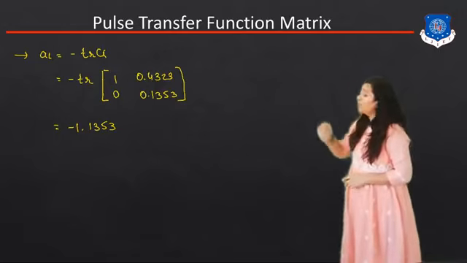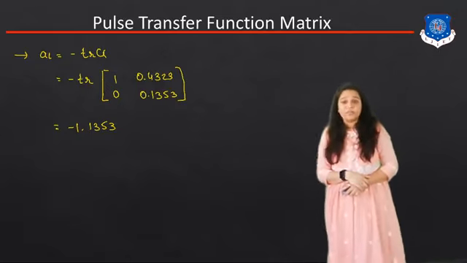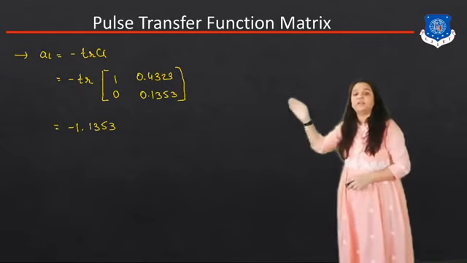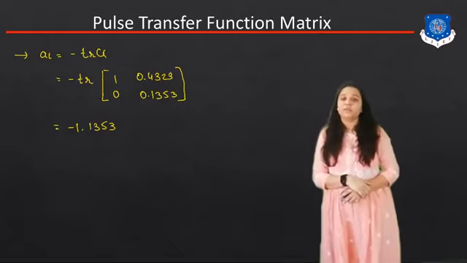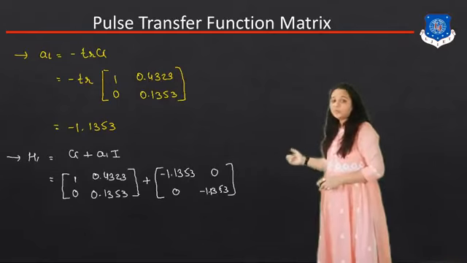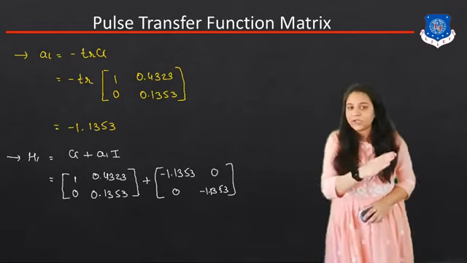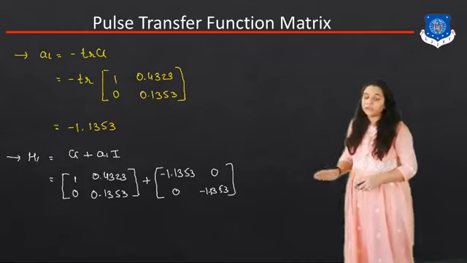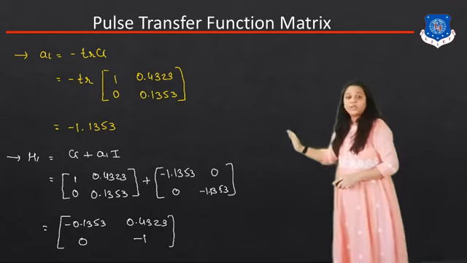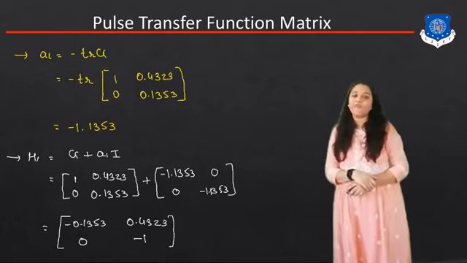So what is the equation of a1? a1 is equal to minus trace G. Put the value of the G matrix in this equation and take the sum of the diagonal elements, which is the trace. So we get -1.1353. Now H1 is equal to G + a1 I. Put the value of G, plus a1 multiplied with the identity matrix, so we get [-1.1353, 0; 0, -1.1353]. Now simply add these two matrices and we get [-0.1353, 0.4323; 0, -1]. So this is the value of H1.